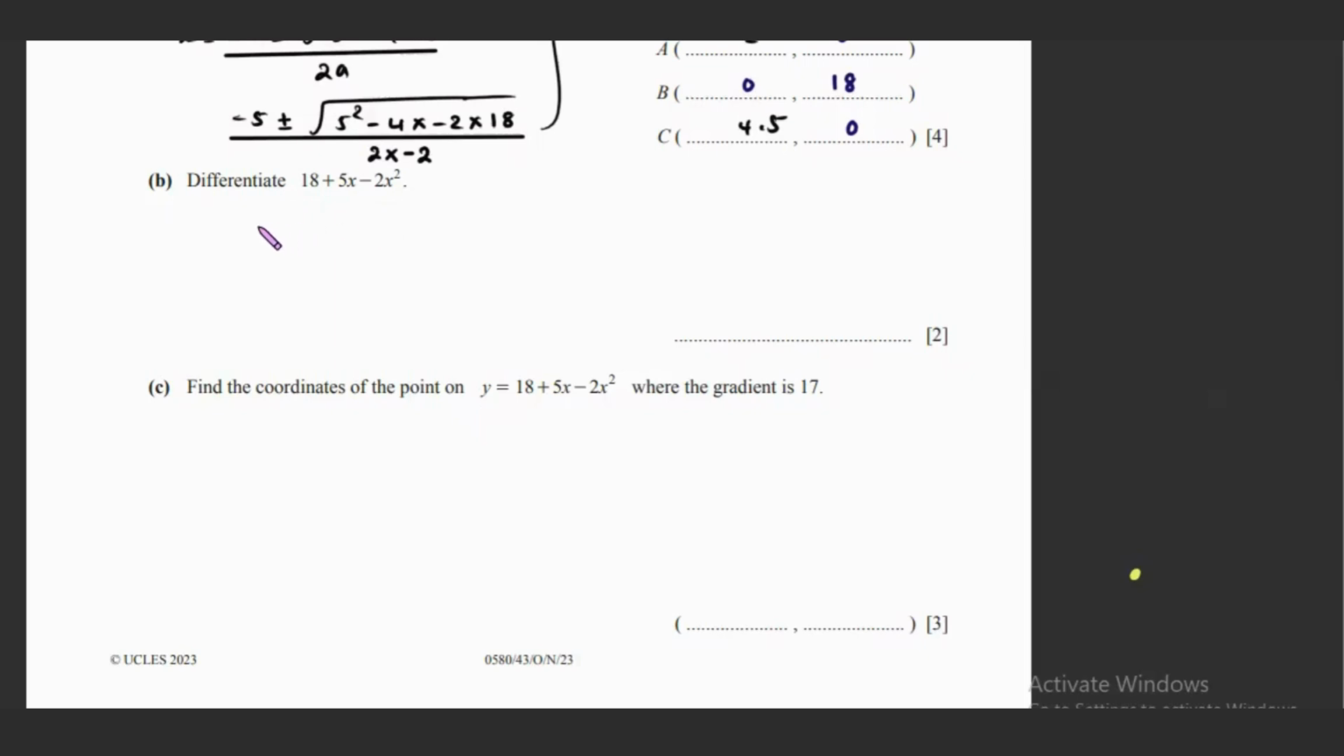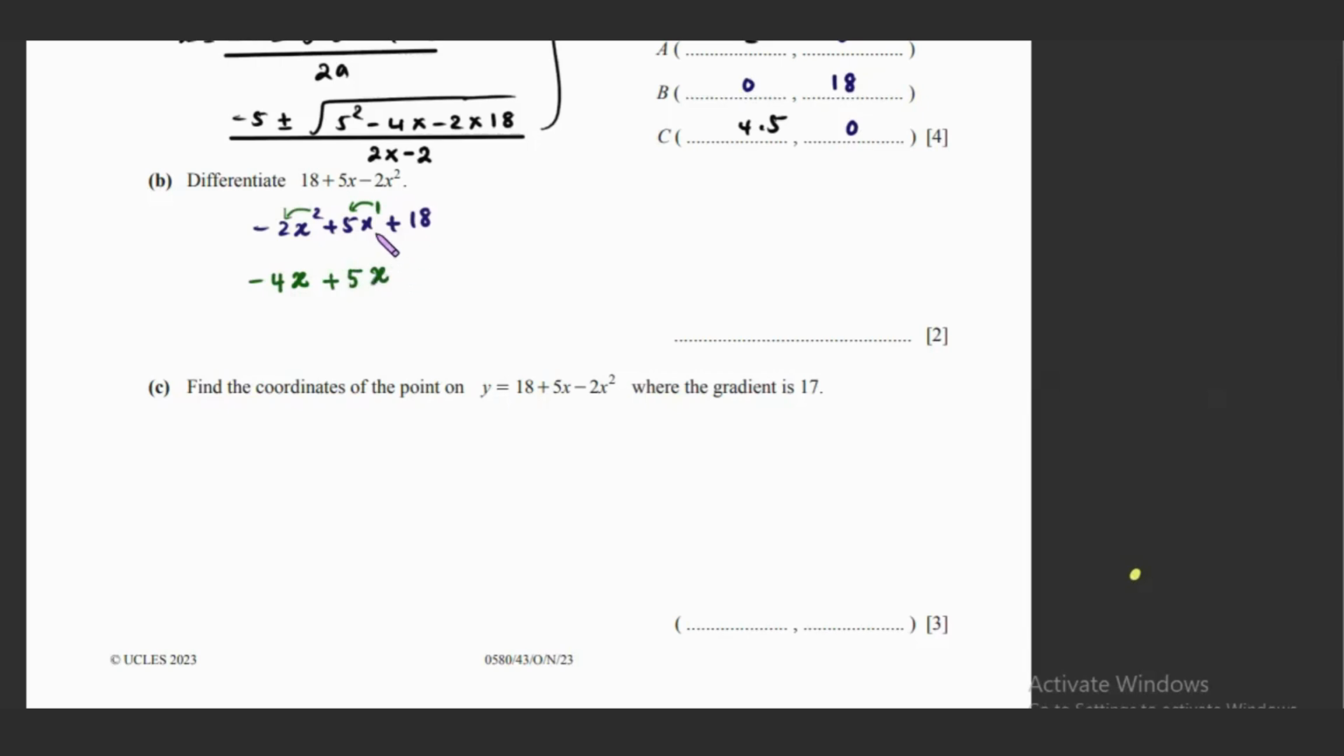So here I'm going to rearrange this first and write it as negative 2x squared plus 5x plus 18. To find the derivative formula, to differentiate it, we multiply the power of x with its coefficient. So 2 times negative 2 is negative 4. I'm going to write this x and reduce the power of x by 1. So x to the power 2 becomes x to the power 1, which is the same as an x. Then here the power of x is 1. I need to multiply it with its coefficient, which is 5. 1 times 5 is 5, which is positive 5.